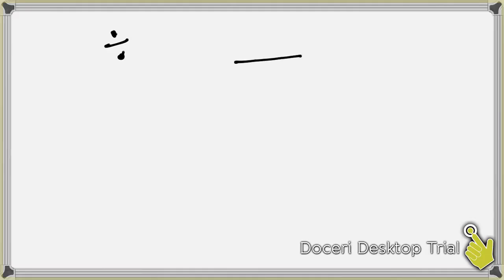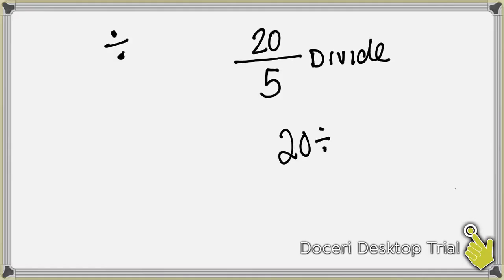So if I said something like 20 over 5, that fraction bar really means to divide. So what that really is saying is 20 divided by 5, but we don't usually use that division sign. Instead, we use a fraction bar. So when you see a fraction bar, realize that that is the same as division. Okay? So let us do a practice problem with division.